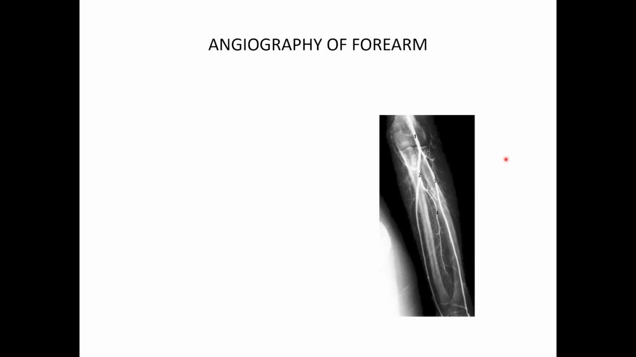Another angiography, this time is for the forearm. 1 we have the brachial artery. It divides into 2 arteries, the ulnar artery and the radial artery. And for number 4 we have the anterior interosseous artery.